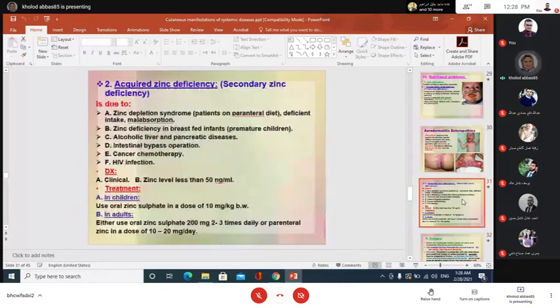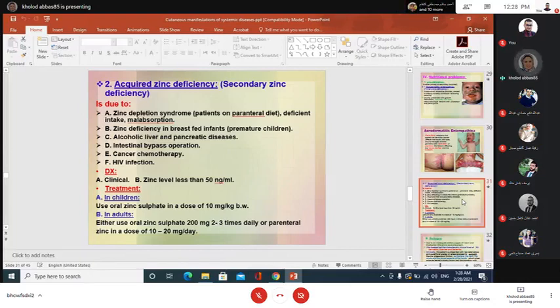Other causes of acquired zinc deficiency are secondary. Zinc depletion syndrome, usually in patients on parenteral feeding, deficient intake, malabsorption disorders, zinc deficiency in breastfed infants and premature children, alcoholic liver or pancreatic disease, intestinal bypass operation, cancer, chemotherapy, HIV infection.